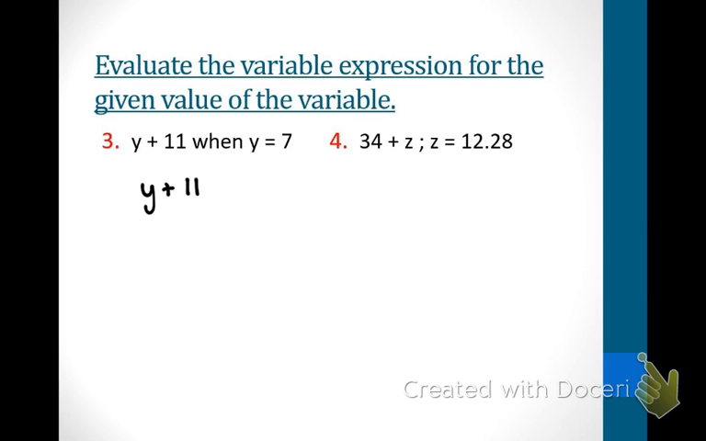This is from the beginning of the year. Remember when we said plug it in, plug it in? All right, so this is one of those plug it in situations. Gabby, what am I plugging in for y? 7. All right, so instead of y plus 11, it's going to be 7 plus 11. Gabby, what's the answer? 18. 18 is correct. Okay, let's go on to the next one. Carlos, help me out. What do we do?